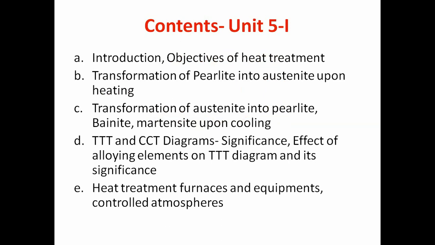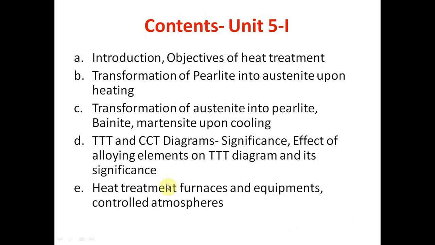So, here we are going to study what are different objectives of carrying out heat treatment process, and what different transformations occur during heating and cooling, that is, transformation of various phases into different phases. For example, transformation of pearlite into austenite upon heating and transformation of austenite into pearlite, bainite and martensite upon cooling with different cooling rates.